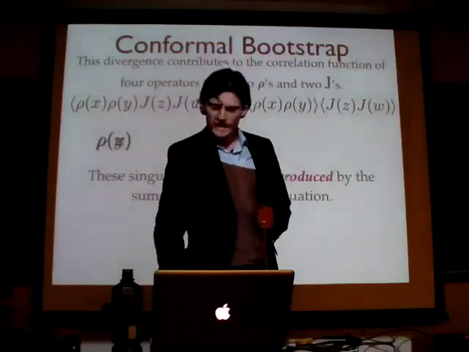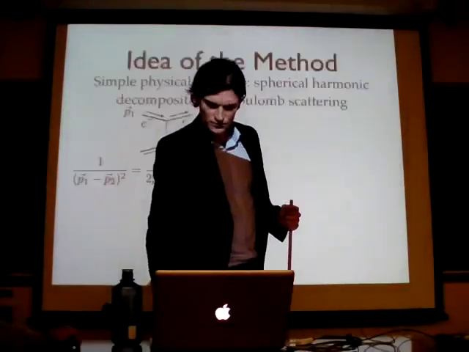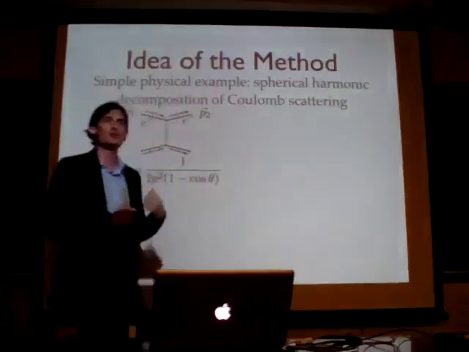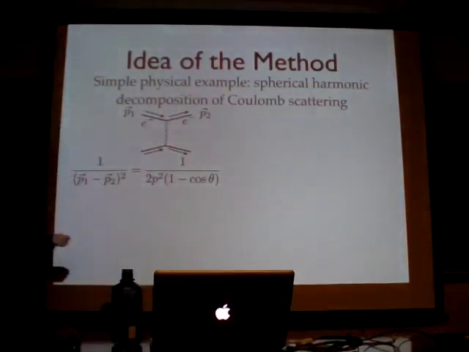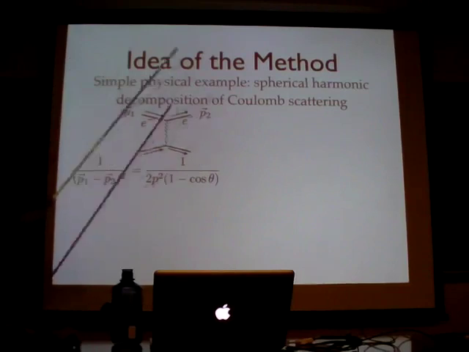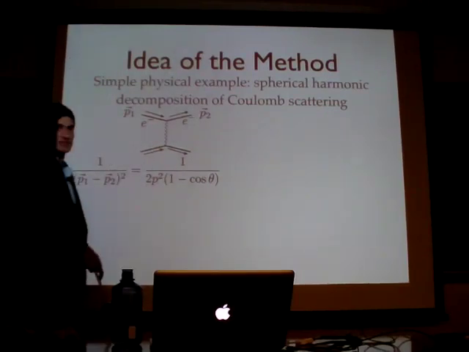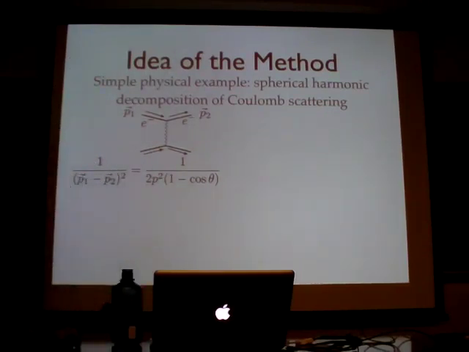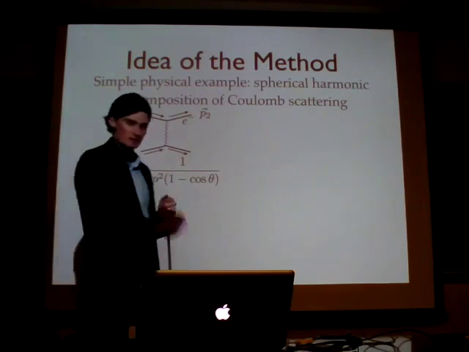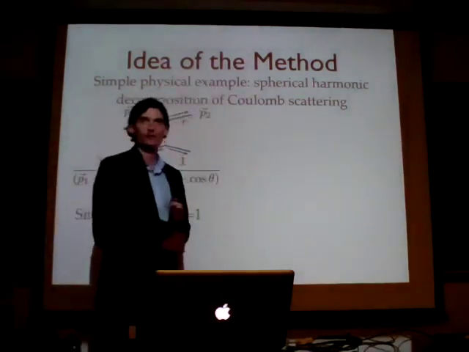Rather than go through the details of the proof, I want to go through a very closely related analogy, which I believe will be more familiar to many of you, which is the spherical harmonic decomposition of Coulomb scattering. If you look at Coulomb scattering, just two charged particles scattering with a photon, you have 1 over q squared, where q is the momentum of the photon. You can work out this is 1 minus cos theta. So there's actually a singularity in the limit of forward scattering.